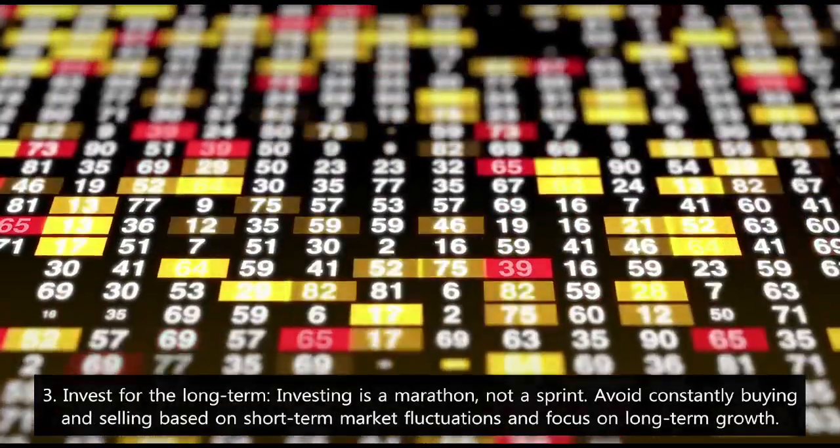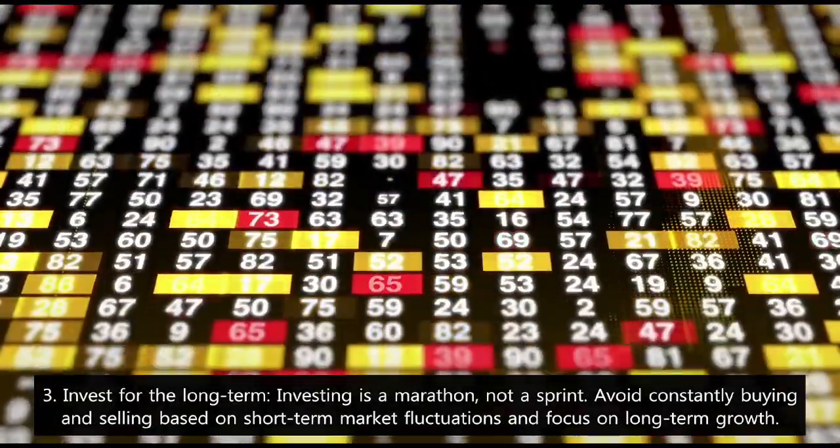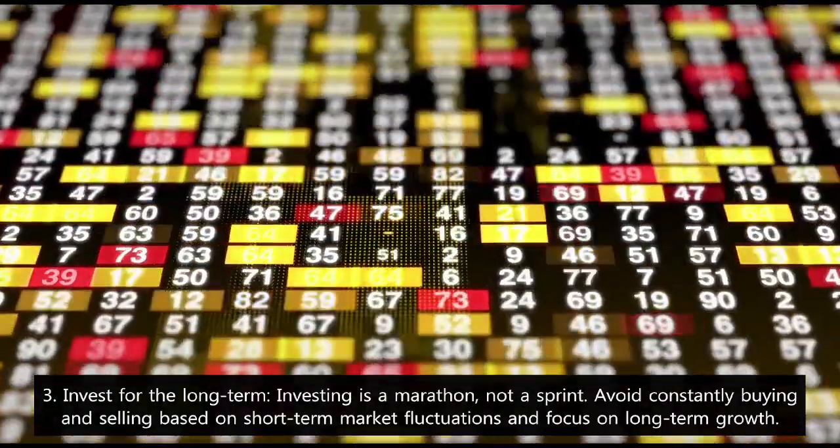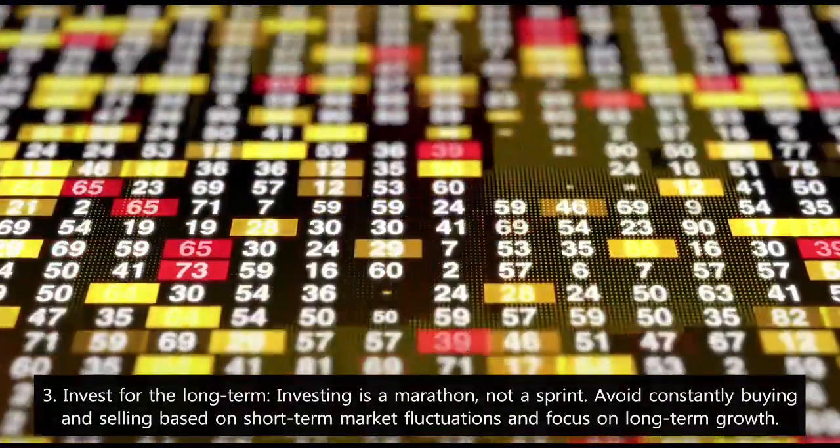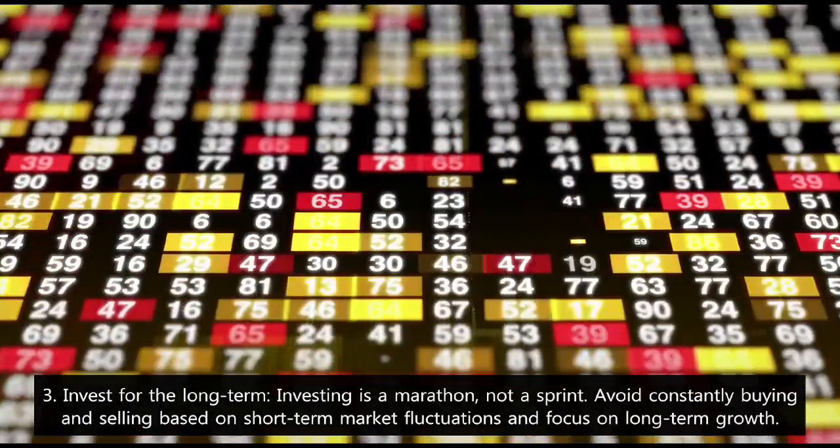3. Invest for the long term. Investing is a marathon, not a sprint. Avoid constantly buying and selling based on short-term market fluctuations and focus on long-term growth.